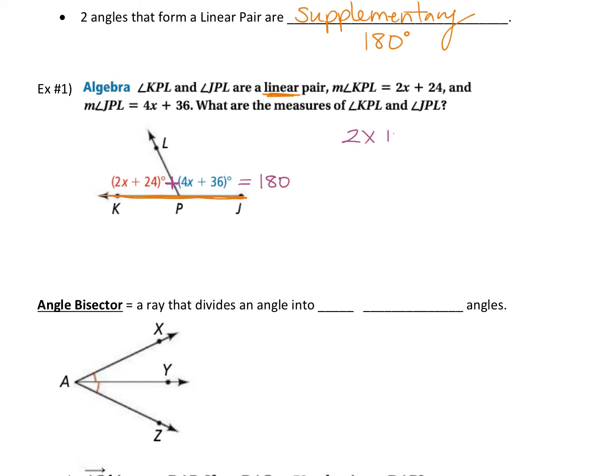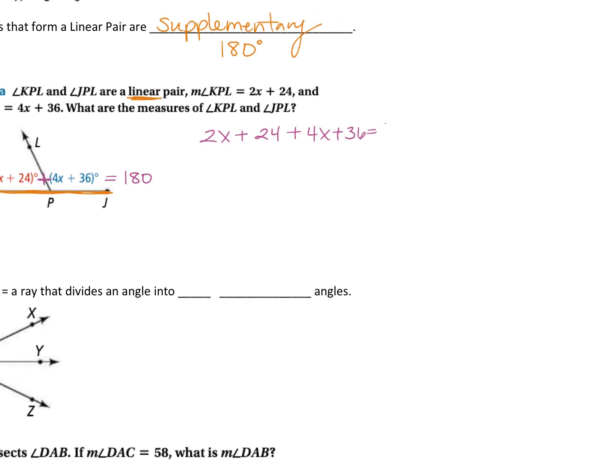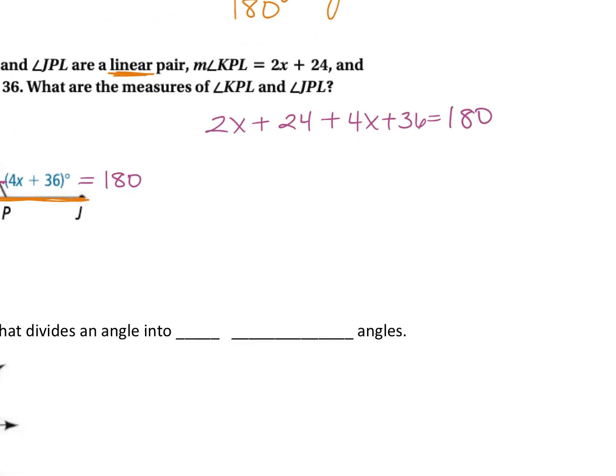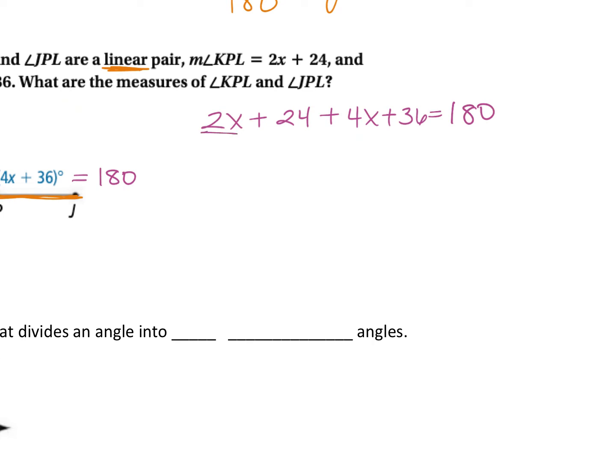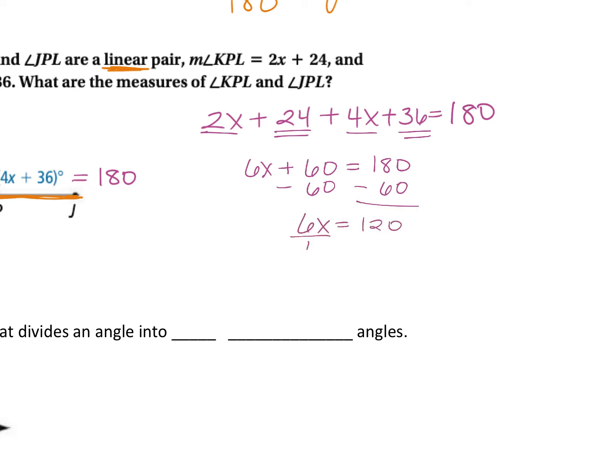Okay, so I'm just going to rewrite it here so we can solve it a little easier. 2x plus 24 plus 4x plus 36 equals 180 degrees. And then from there, it's just algebra. 2x plus 4x is 6x. 24 plus 36 is 60. Okay, then we're going to take away that 60. So 6x equals 120, and then we're going to divide by 6. So x is 20.